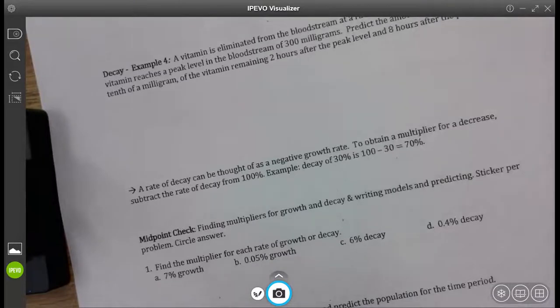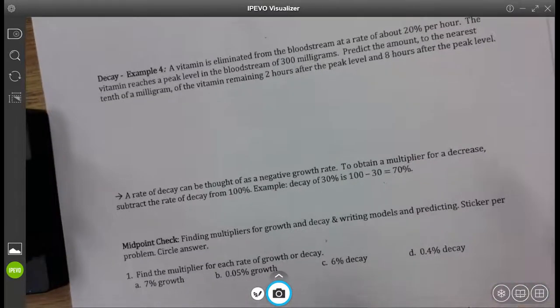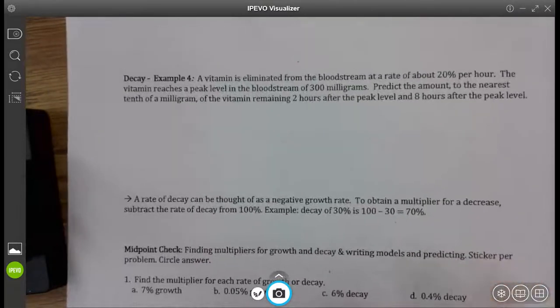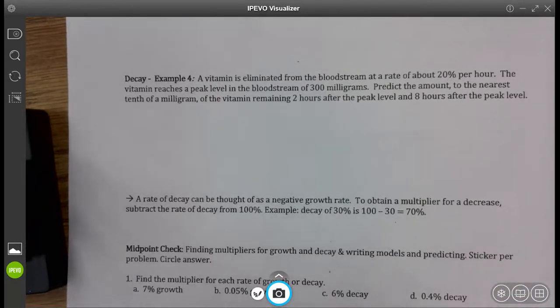Okay. The next page is decay. So this is what we talk about with like cars. Okay. This one's vitamins. So when you take a vitamin or any form of medication, so people that are going into the medical field or nursing, this is what you need to know.